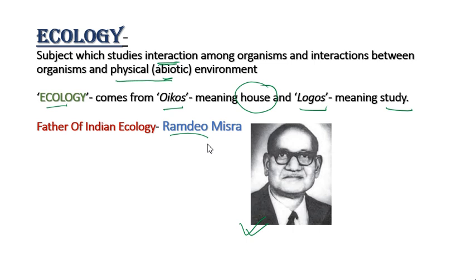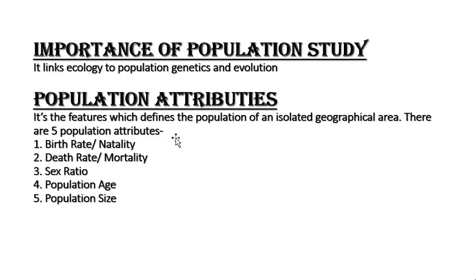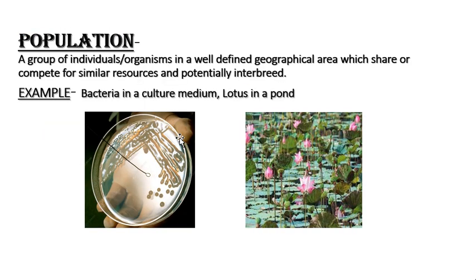Okay. Now moving to the next part. Next is population. Now what is population? Population means a group of individuals or organisms in a well defined geographical area. Now this thing you should write: well defined geographical area. If you don't write well defined geographical area, no marks will be awarded to you.